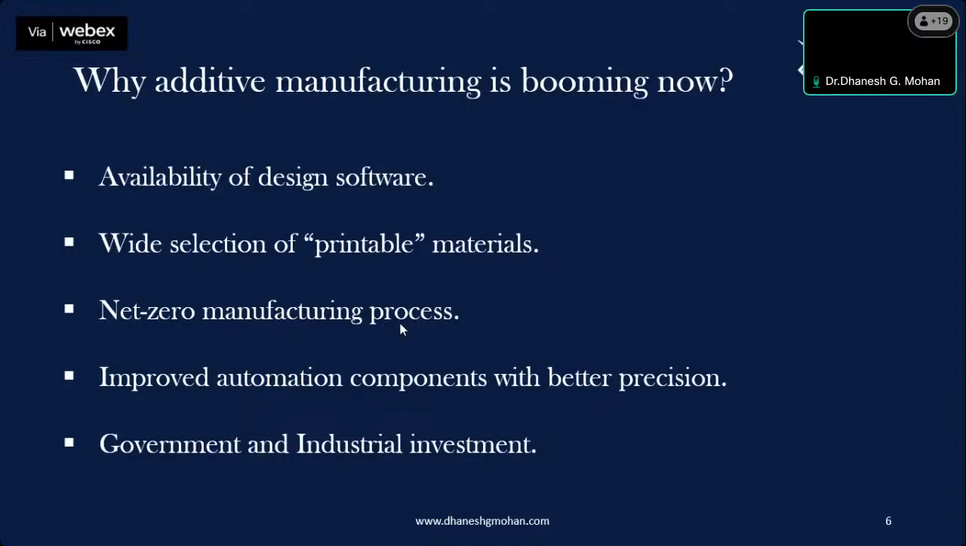Next is improved automation combined with better precision. For example, feedback control lasers, high resolution sensors, and closed loop monitoring have enhanced reliability and repeatability, enabling industrial scale production. And finally, government and industrial investment. In Europe, the US, almost all the different sectors are using additive manufacturing widely because of this fabrication process.